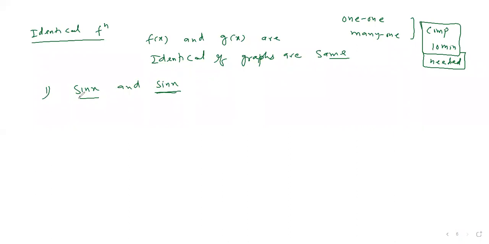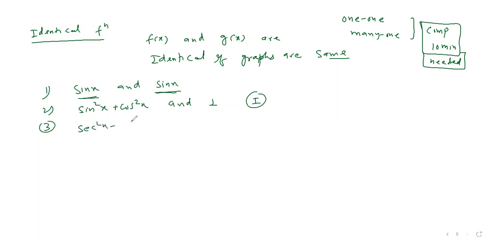But now look at this. Sin square x plus cos square x, and 1. Yes, sir, they're pretty identical. What's the point of arguing? Okay, look at this question also.